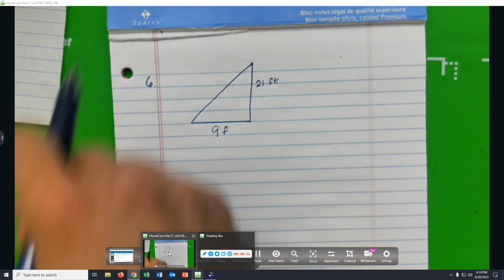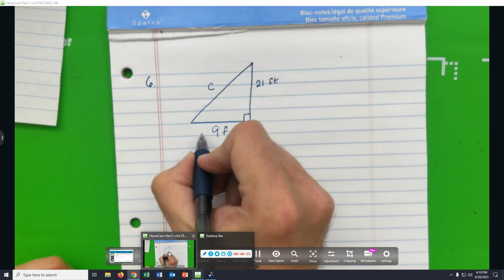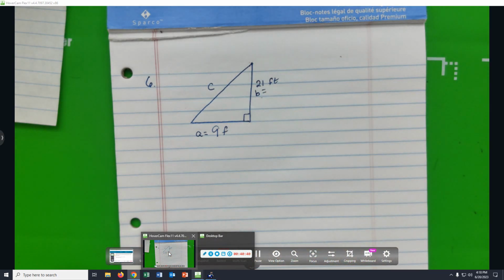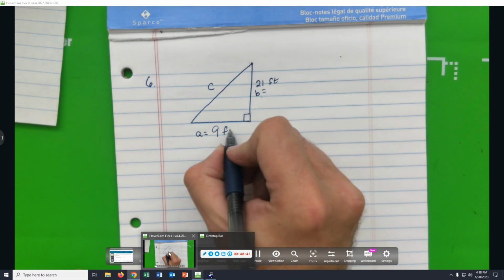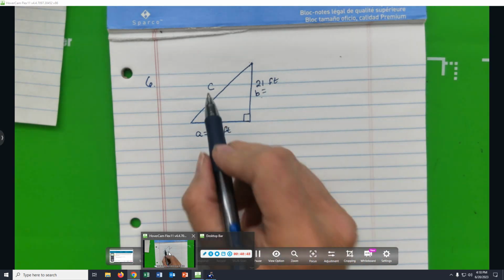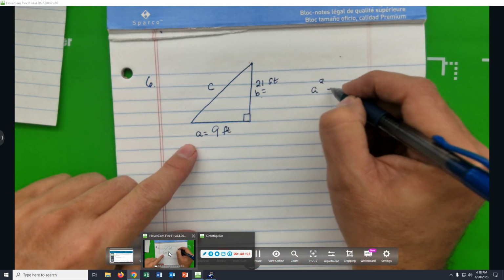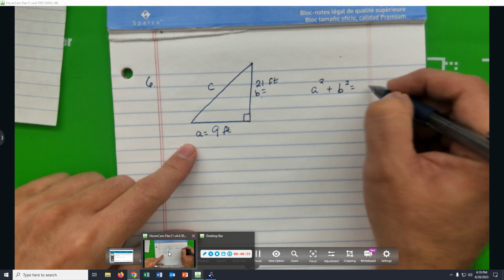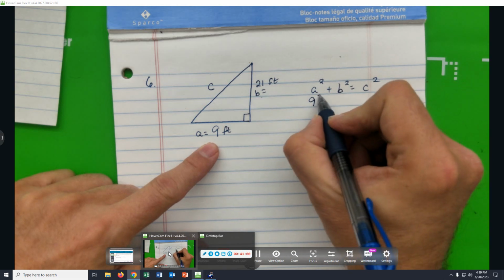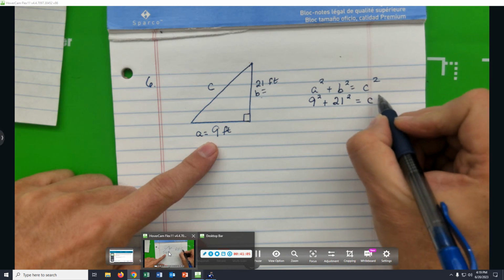So y'all see the right triangle here? Right there. So A is 9, B is 21. Oops, it's supposed to be FT, for feet. We're trying to find C. So A squared plus B squared is C squared. So 9 squared plus 21 squared is C squared.